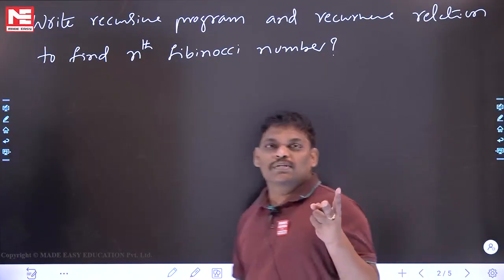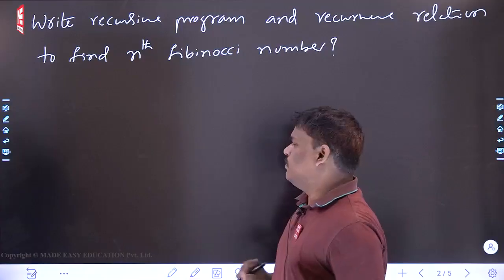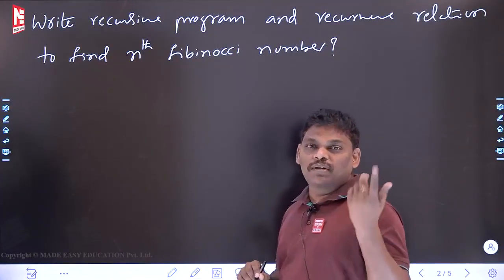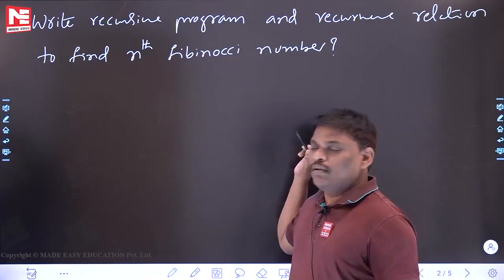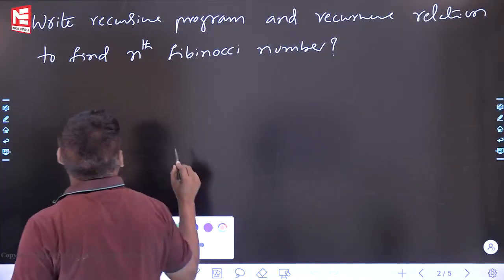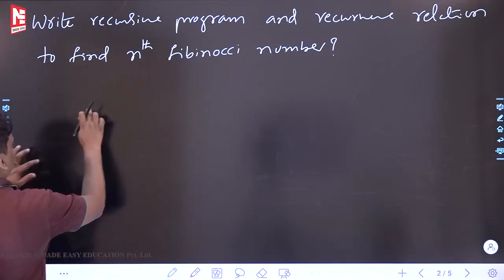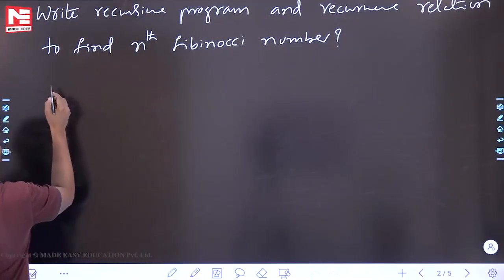Until now I have covered 2 problems for recursion and recurrence relation. It is the third problem. 1 or 2 small doubts are there in the previous one, and I will mostly clarify them here. Let's start. To find the nth Fibonacci number, we should write a recursive program and recurrence relation. So we are doing that now. See the answer now.